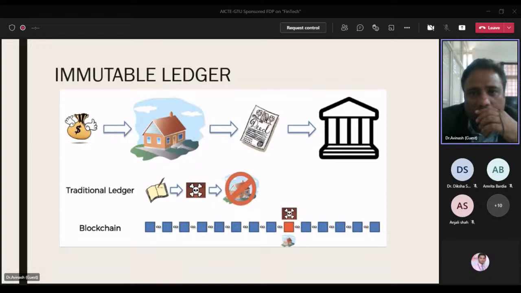This I have already told: immutable ledger means something which is written cannot be altered again. This is not possible with the traditional ledger.